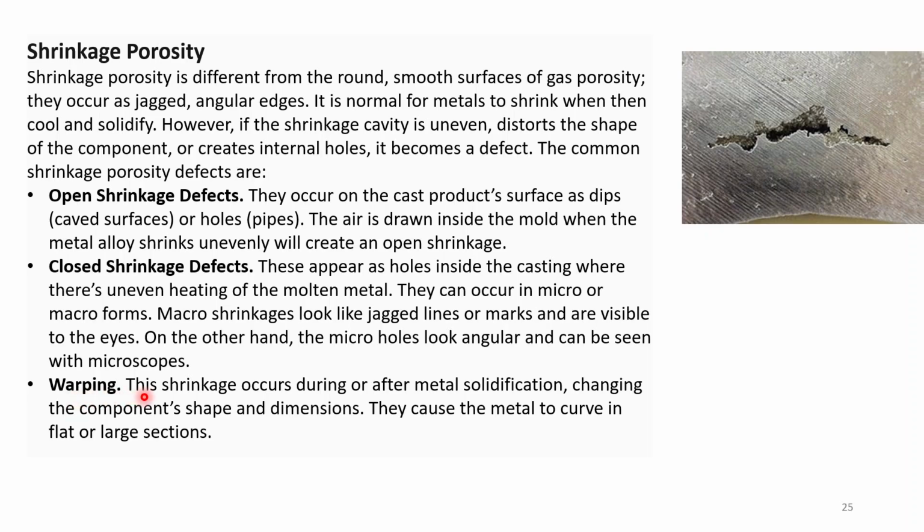Warping defect, in this shrinkage, occurs during or after metal solidification, changing the component shape and dimensions. And these cause the metal to curve in flat or large sections.